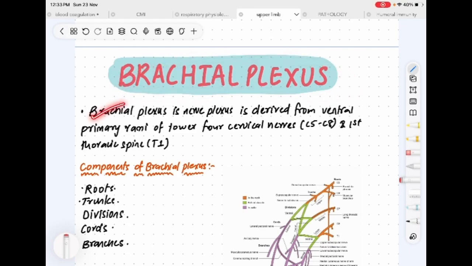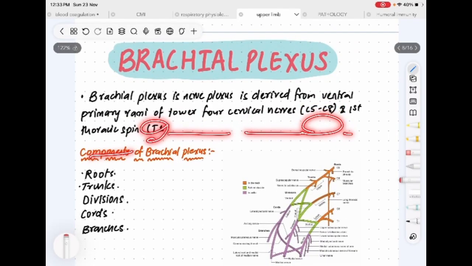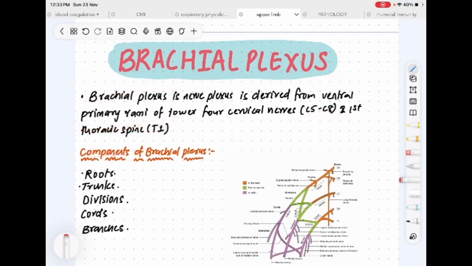Now, let us start with the definition of brachial plexus. Brachial plexus is the nerve plexus derived from ventral primary rami of lower four cervical nerves, that is C5 to C8, and the first thoracic spine, that is T1. Now, let us try to understand this definition in detail.